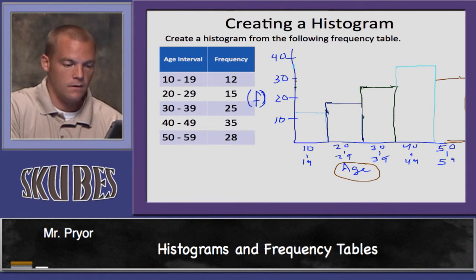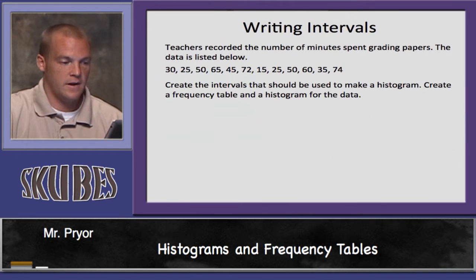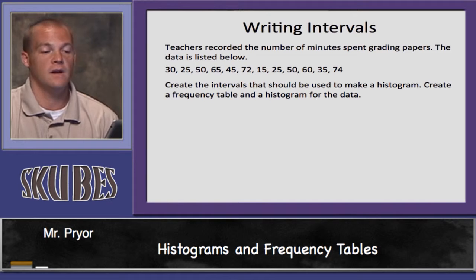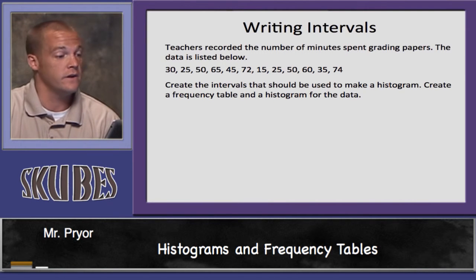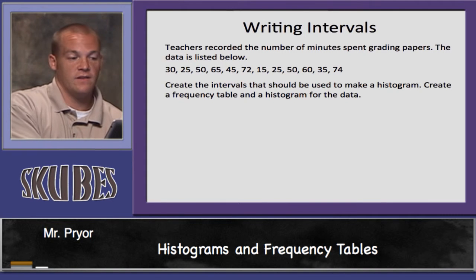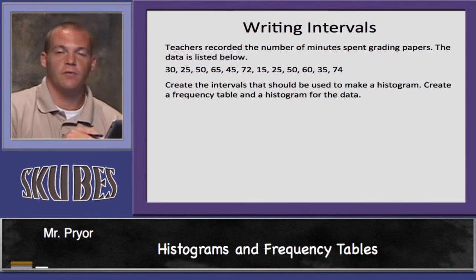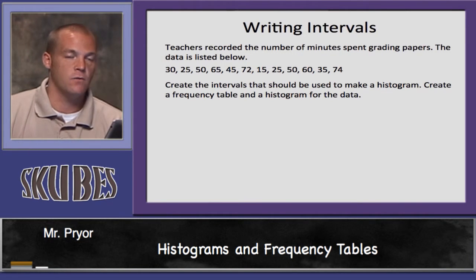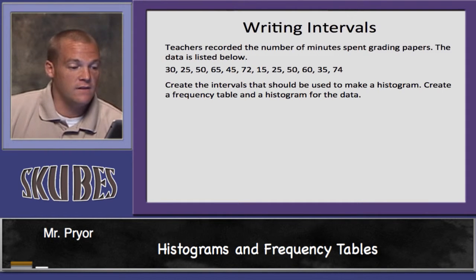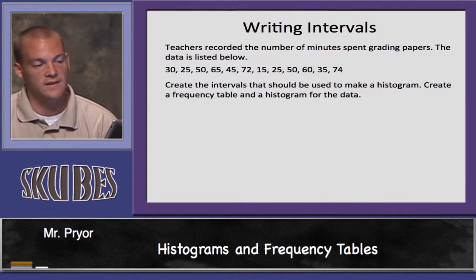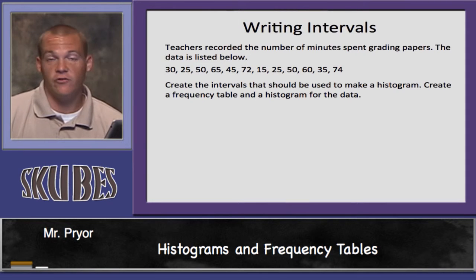Okay. All right. So let's look at another example here, and this time they're not giving us any information to start with other than a list of numbers. And you can see they give you a little scenario here. Teachers recorded the number of minutes spent grading papers. So these would be the values that we would place into intervals, because it's the different values that we'll use to place along the bottom part of our histogram. This wants us to then create the intervals, which we'll do in a moment, and make a histogram. It also wants us to create a frequency table as well as the histogram for the data.